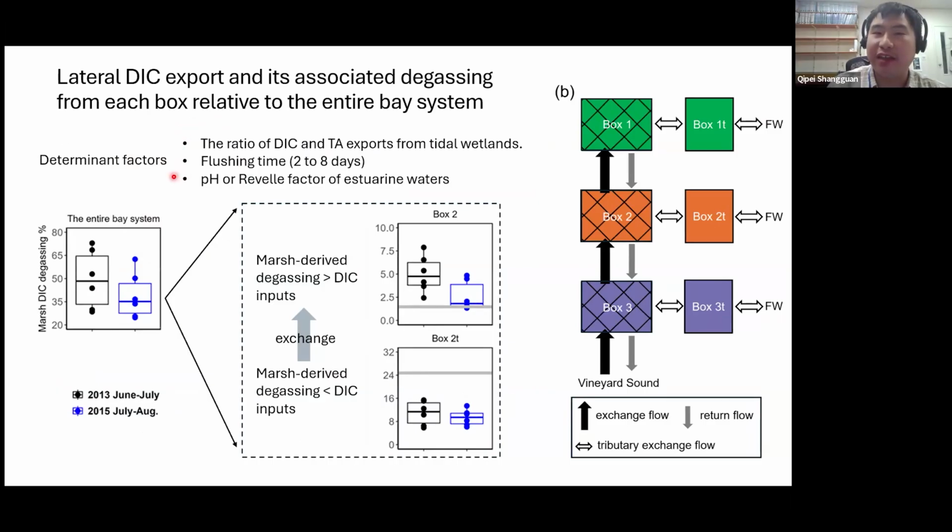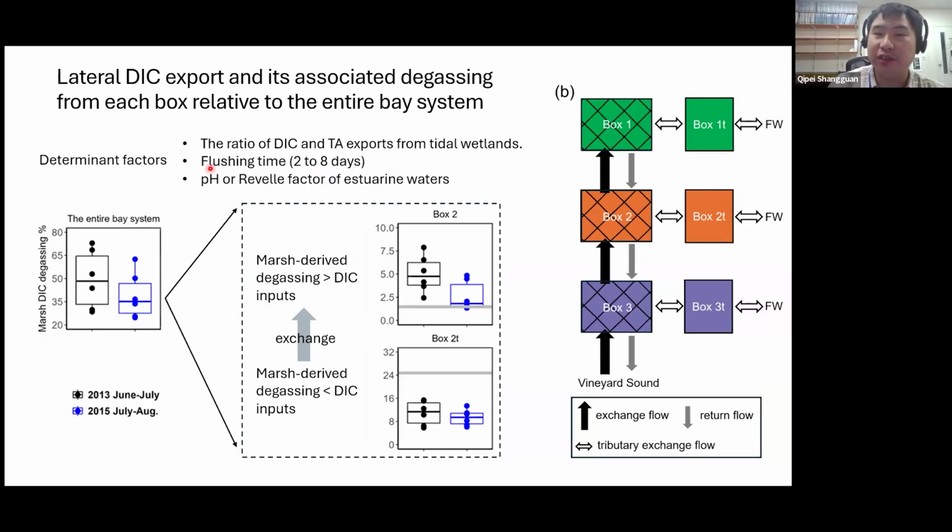Firstly, is the ratio of DIC and alkalinity exports. So is it bicarbonate export or CO2 export? It will determine the DIC retention and degassing in the estuaries. Another factor is flushing time. In the WHOI Bay, the river-dominated estuary, the flushing time changed quite a lot from 2 to 8 days over here. The flushing time controls how long the DIC will stay in the estuary before entering the coastal seas.